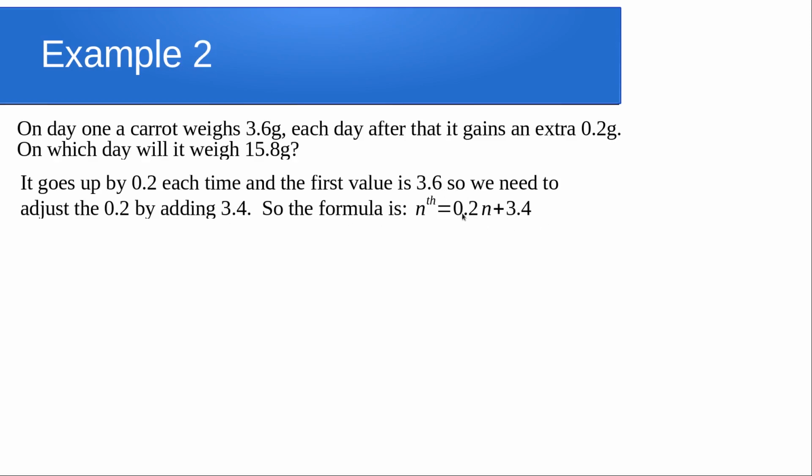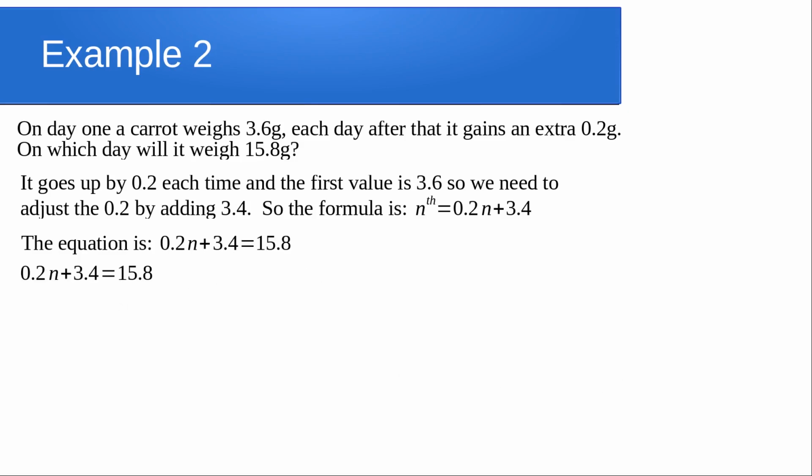Now, just to make it a little bit easier, a bit of a trick, it's going up by 0.2 each time. So this bit's really clear. But if we could cover up that n, we're left with 0.2 plus 3.4, and that will always give us our first value. Anyway, we want to find out when this equals 15.8, and that gives us our first formula.